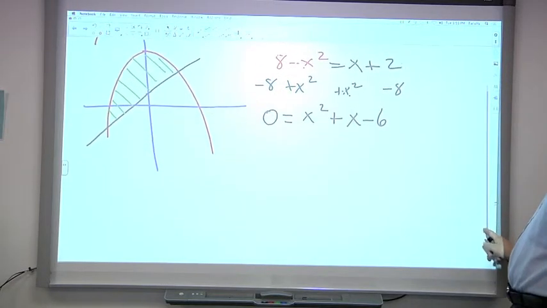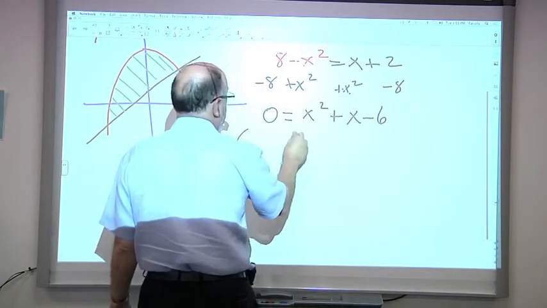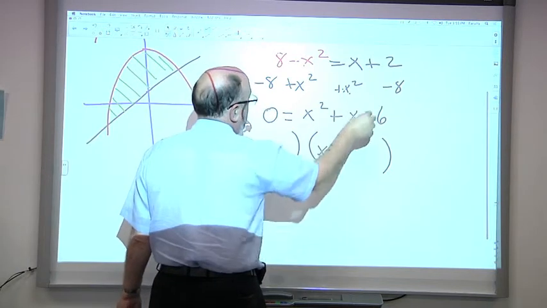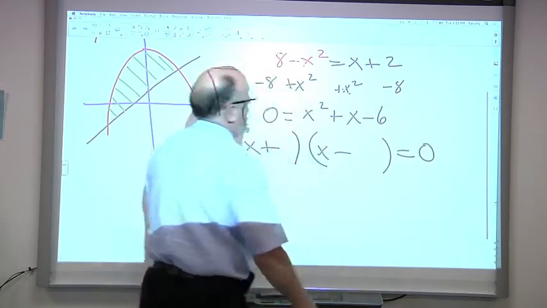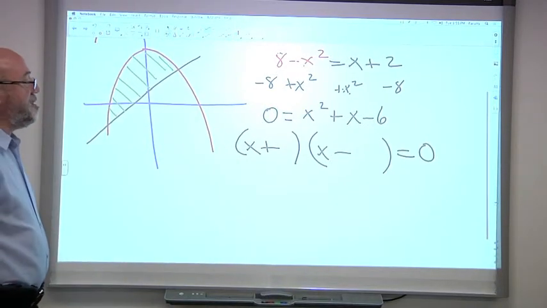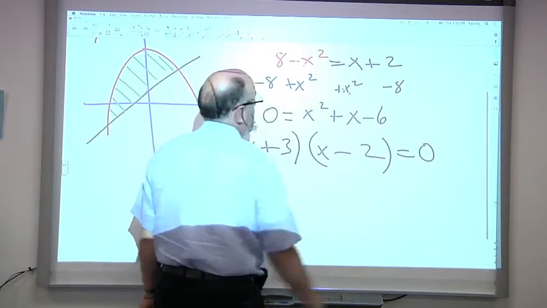Well, that's a quadratic. It's a factorable quadratic. And so if we factor this, we're going to get an x and an x. It's a minus 6, so a plus and a minus. And then we need 2 numbers that multiply together to give you 6, and have a difference of 1. And so those will be 3 and 2.